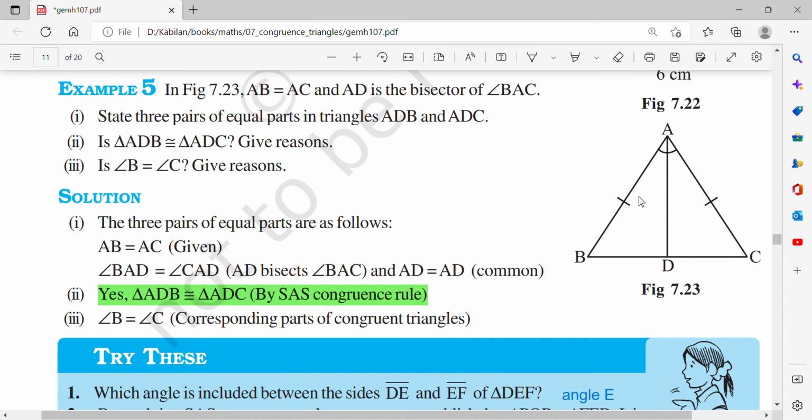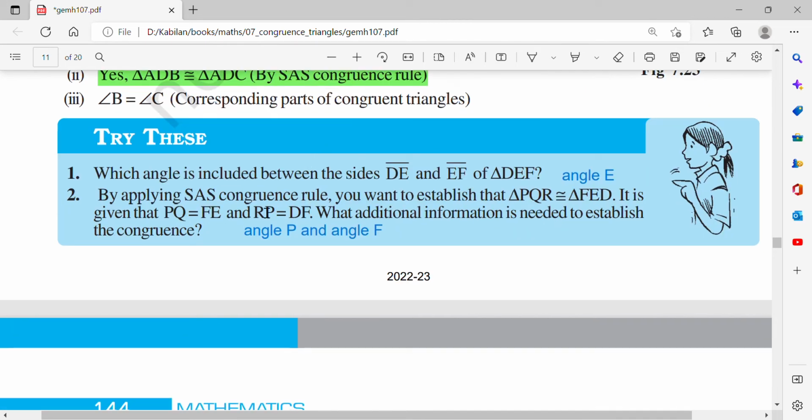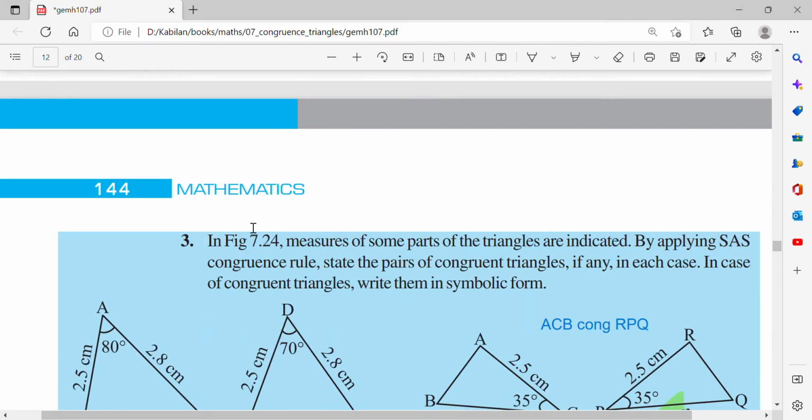So here AD is common to both the triangles, and sides are equal, side angle side, side angle side. So both are equal, so they are congruent, SAS congruency. Here they are asking which angle is included between this. If you draw the triangle diagram, you see they have to give angle E, because it is side angle side. So here angle P and angle F is required.